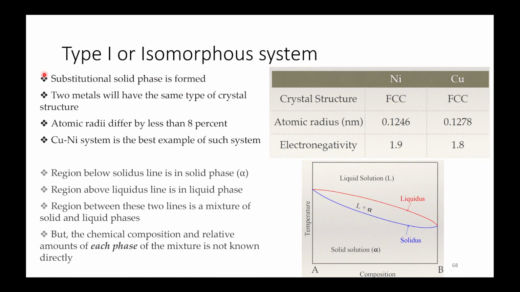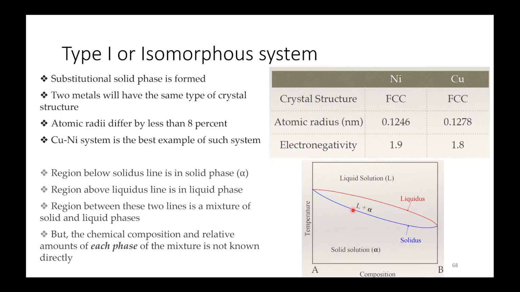Now next is types of phase diagrams. Type 1 is isomorphous type of system. In this case, it shows 100% solid solubility, and these are substitutional type of systems. Now in this case, two metals will have the same type of crystal structure and atomic radii will differ by less than 8%. Copper nickel system is the best example for this system.